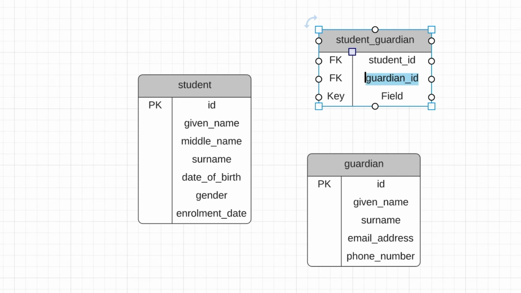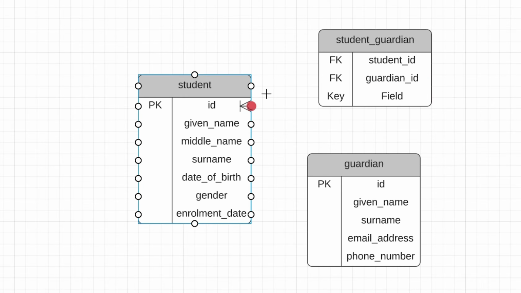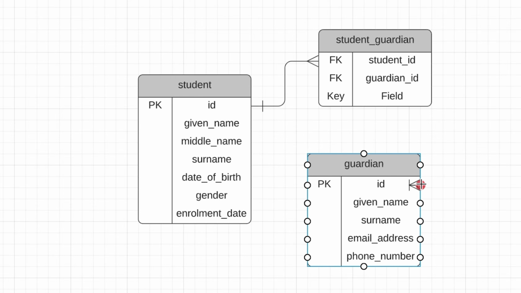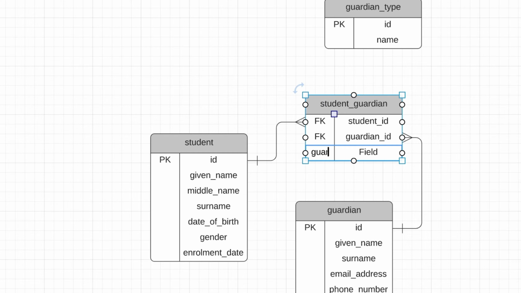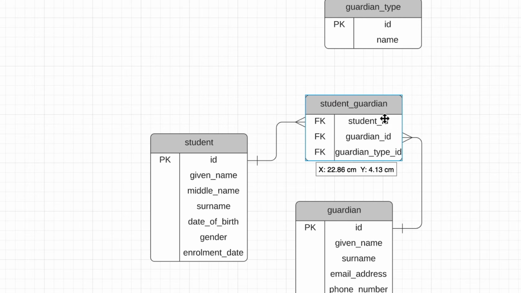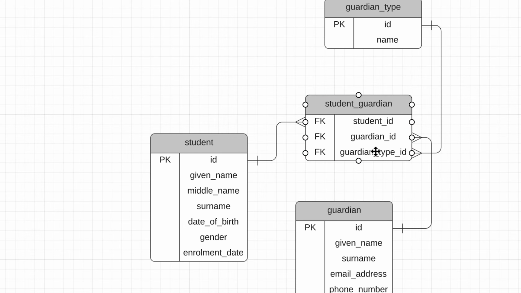Something that might be helpful would be to store the type of guardian that the person is. This could help when teachers need to contact them. We could have a defined list of guardian types, such as mother, father, grandmother, parent, and so on. How do we relate this? The type of guardian is an attribute of a guardian's relationship with a student. So we can add a foreign key to the student guardian table to capture this field. We have now met requirement number 2.